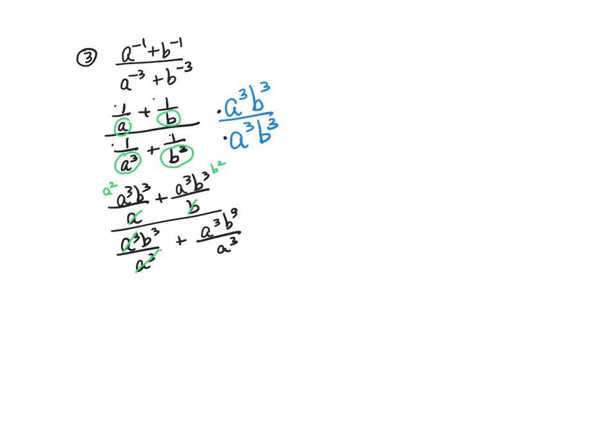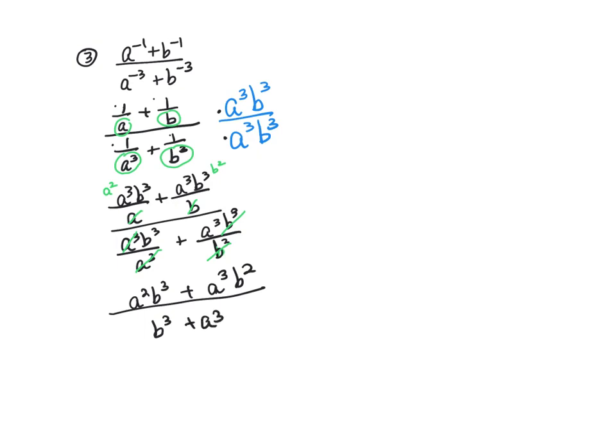Oh, wait, I miswrote. It's a b cubed. Oh, wait, let me just erase that. B cubed. So then these divide through to a 1. So we're left with a squared b cubed plus a cubed b squared, all divided by b cubed plus a cubed.